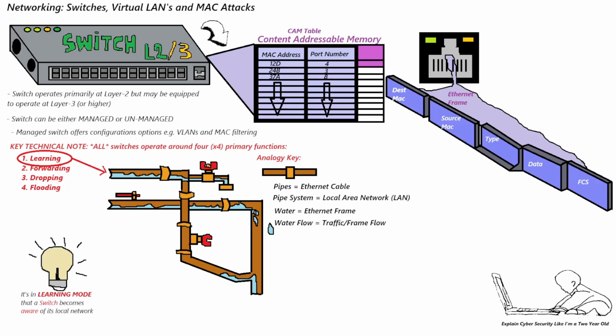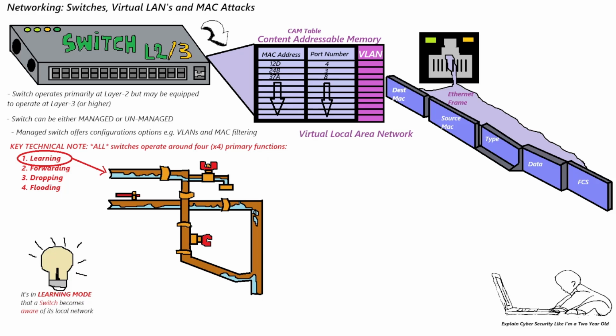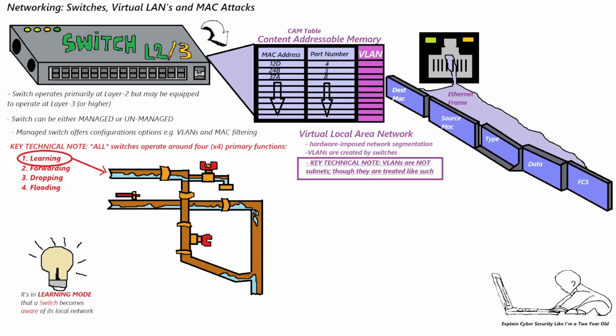Let's focus on the CAM table, specifically VLAN, Virtual Local Area Network, which is an additional option on managed, aka smart, switches. Put simply, it is a hardware-imposed form of network segmentation created by the switch. A very key technical CISSP exam tip: do not confuse VLANs with subnets, although VLANs could be treated like such, they are not the same.